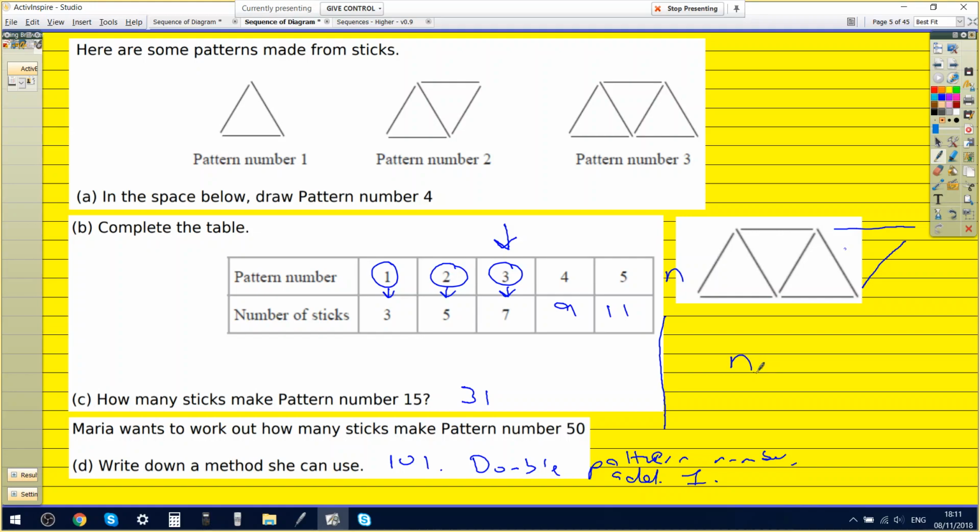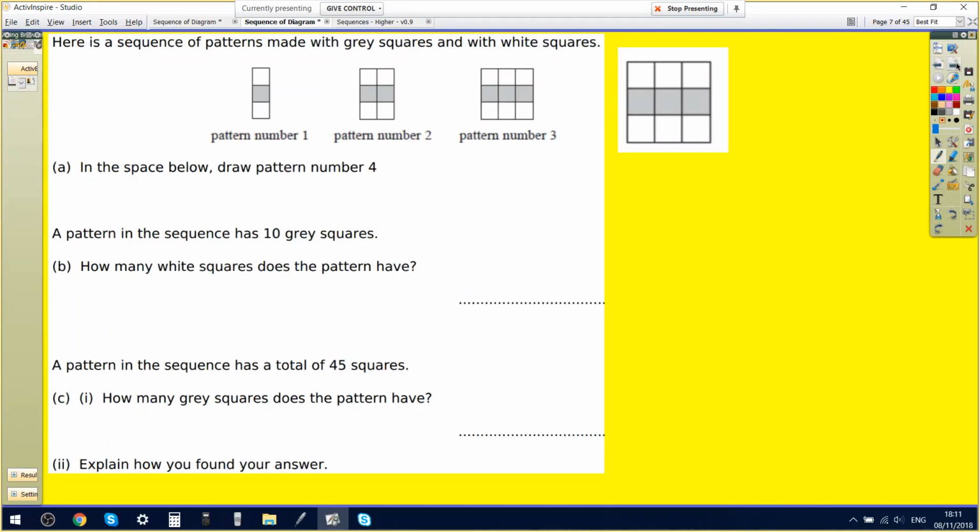If you double it, what do you get? 2n. Yeah, 2n usually, right? And then you add 1, and so you get 2n plus 1. And so the formula for finding any term of this pattern is 2n plus 1. And so 2 times 50 plus 1, 2 times 15 plus 1, and so on. So I think that might help, but we'll do that a bit more later. Okay, let's try this one.